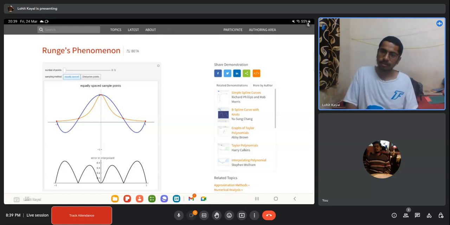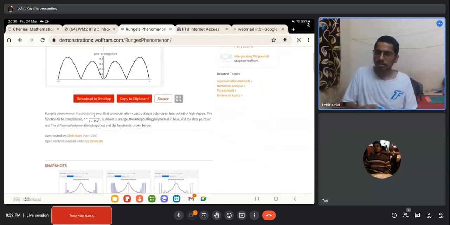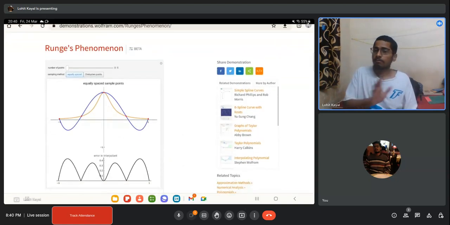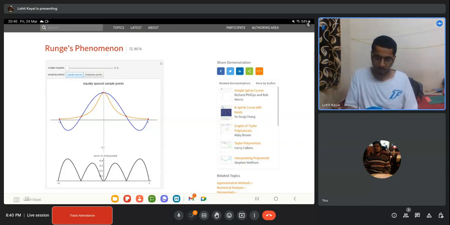The absolute error between the approximate polynomial and the exact function. This function is 1 by 1 plus 25x squared. Our previous idea so far told us that if I increase the data points, the approximation gets better. In the case of e to the power x, the linear interpolation is weaker than the quadratic interpolation. But here, if I increase the data points, now it is 15.